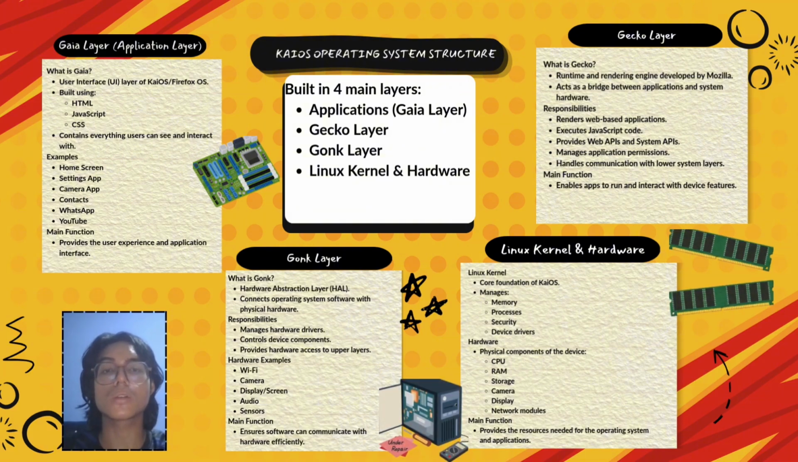Today, I will explain about the KaiOS operating system structure. This OS structure works in 4 main layers: applications or Gaia layer, Gecko layer, Gonk layer, and Linux kernel and hardware. I will start with the Gaia layer first.